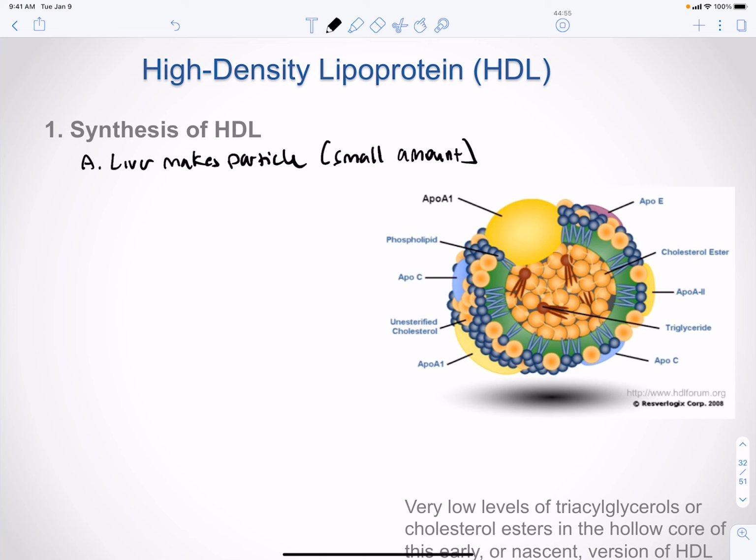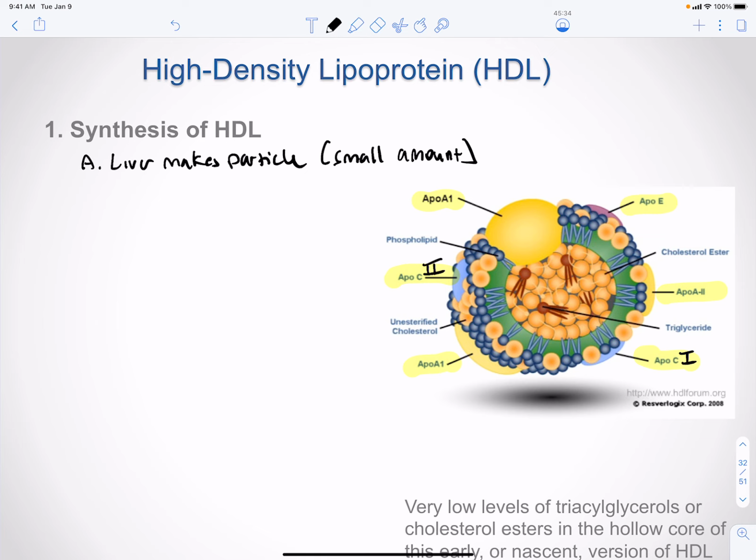Your high-density lipoprotein is relatively small, and its shell is going to contain phospholipids, free cholesterol, and a variety of apoproteins. On its surface, it's going to have ApoE, ApoA1, ApoA2, and ApoC1 and C2. So we'll just add our 1 and 2.